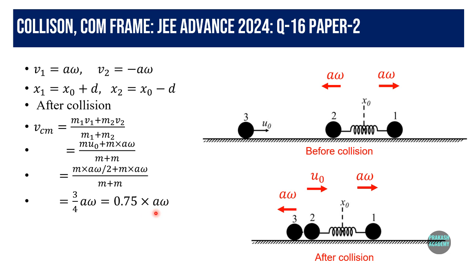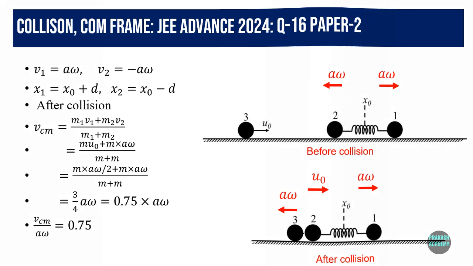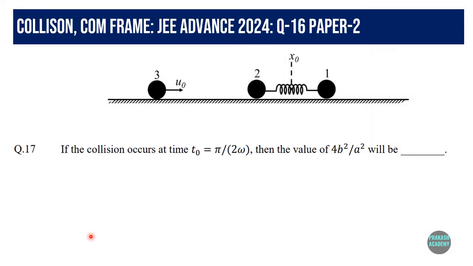So, VCM divided by a omega is basically 0.75. So this is the answer for the first part of this problem of this paragraph. This paragraph also has a second question. And the second question says, if the collision occurs at time t naught, which is equal to pi by 2 omega, then what is the value of this term? That is 4b square divided by a square.